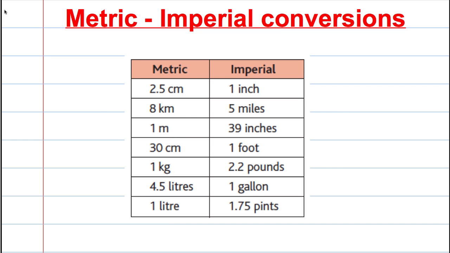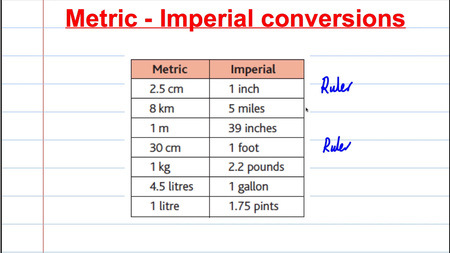Okay, next we need to know metric and imperial conversions. I've got a table here and you need to learn these, unfortunately. You need to know that 2.5 centimetres is approximately an inch. You can use a ruler for this here. You need to know that 30 centimetres is 1 foot. Again, a ruler shows you this, right?